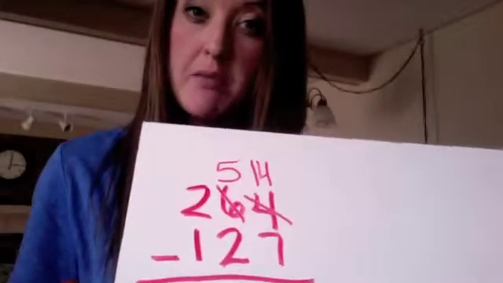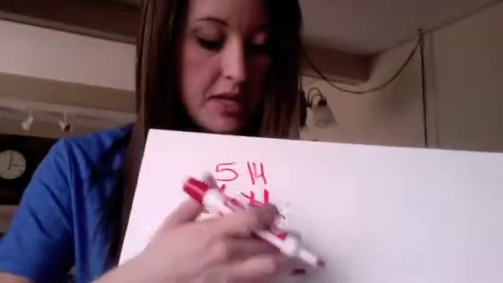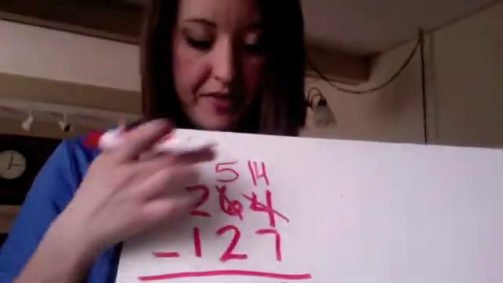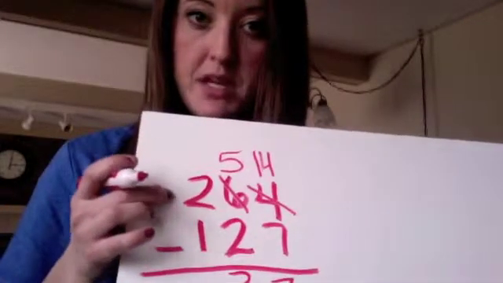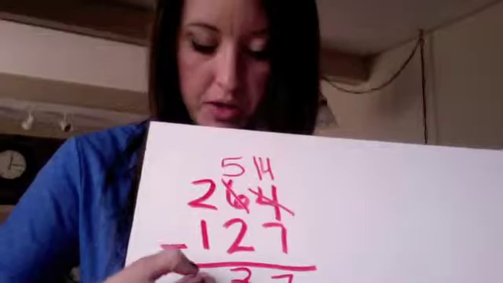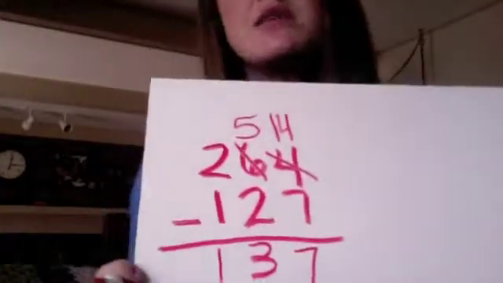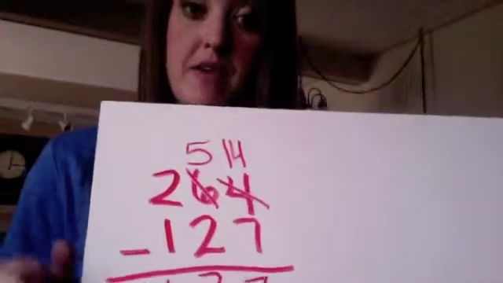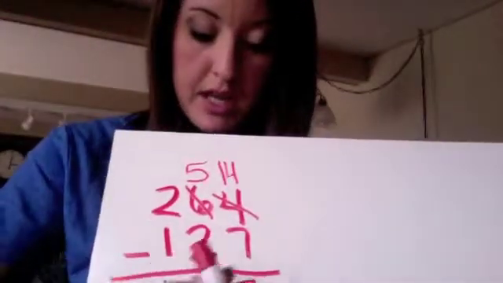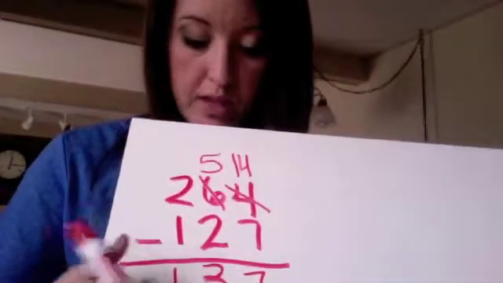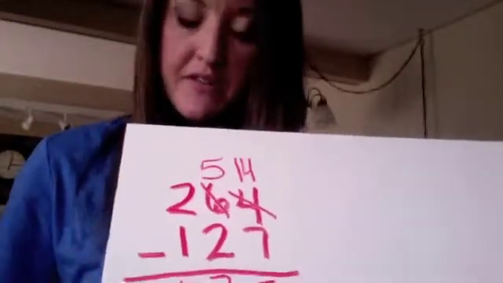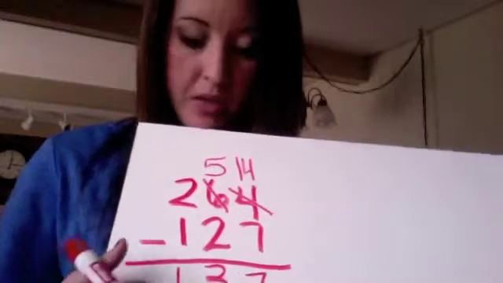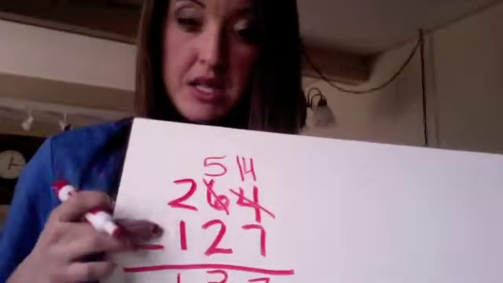Now I have more on top, I'm able to subtract. 14 minus 7 equals 7. Over here in my tens place, 5 minus 2, I have 3 left. And in my hundreds place, I have 2 minus 1. 2 minus 1 is 1. So my answer for this subtraction problem is 137. Now we're going to take this difference, 137, and we're going to add it to this number right here.